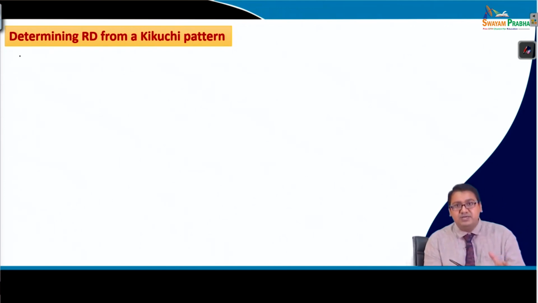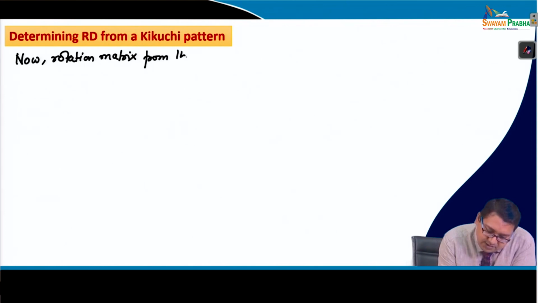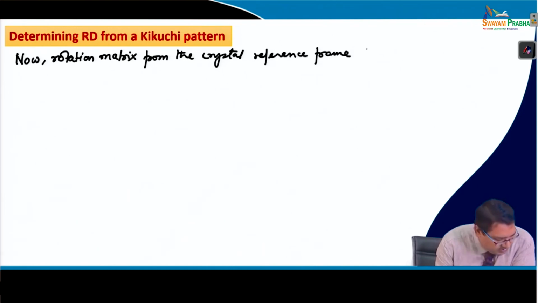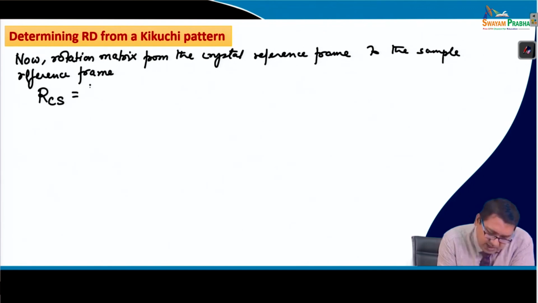Now, if we look further into this, the new rotation matrix that we need to obtain is between the crystal reference frame and the sample reference frame, right. So, now, if we say rotation matrix from the crystal reference frame to the sample reference frame, sorry for the handwriting, that will be RCS, right? And this should be equal to RCP times RPS.